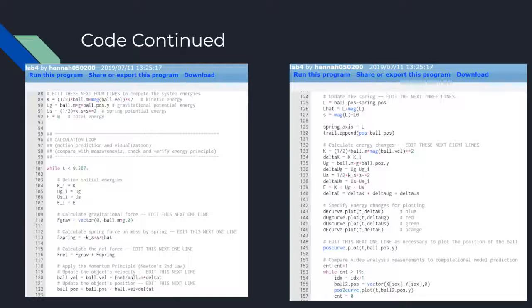In the first loop, Newton's second law was used to update the velocity and position of the system. And the spring was also updated by putting in the correct equations for L, L hat, and S. To calculate the various energies, we put in the correct formula for each of the energies, such as kinetic energy, gravitational potential energy, and spring potential energy, into the code.